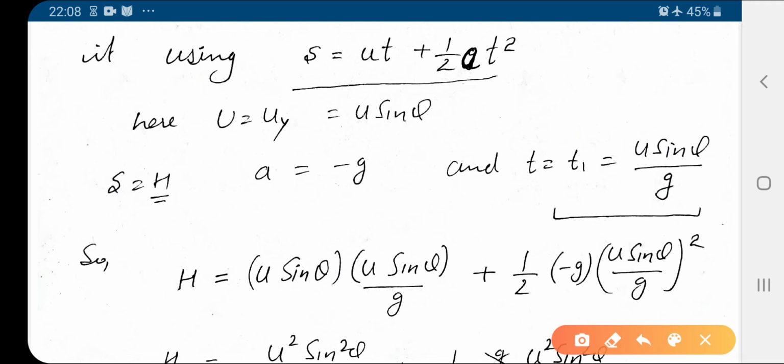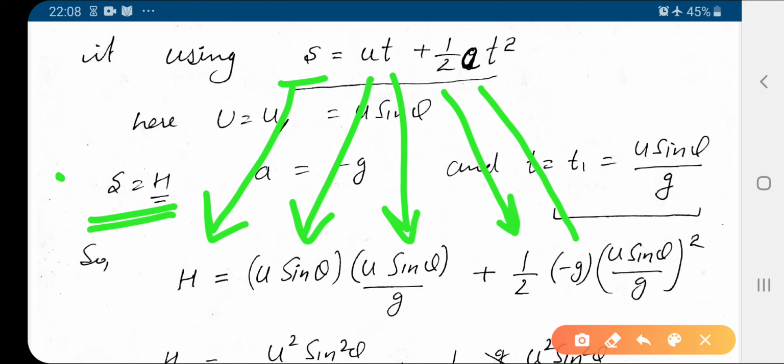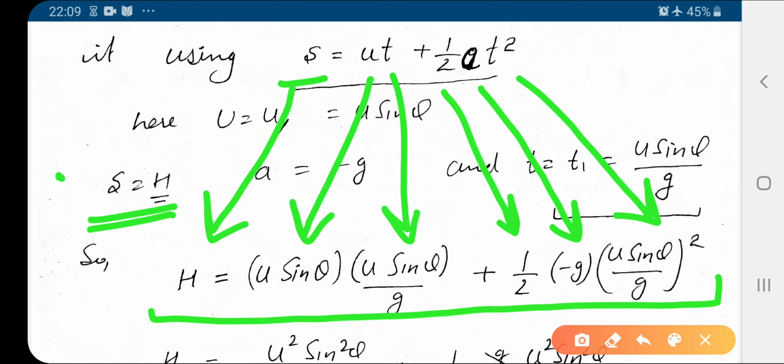Now see here, S is equal to H, that is distance, that is height. u is equal to u sin theta. t is equal to time of ascent, because to go up to the height the time taken is t1, so u sin theta over g, and half as it is. a is equal to minus g for vertical upward, and again t square. So substituting these values in the second equation.